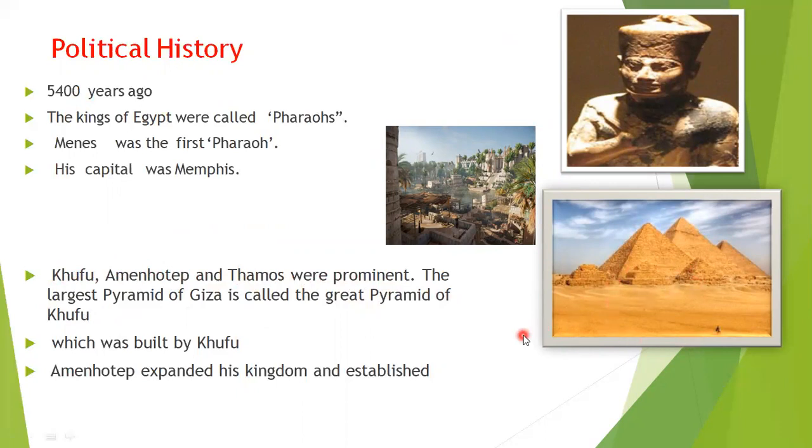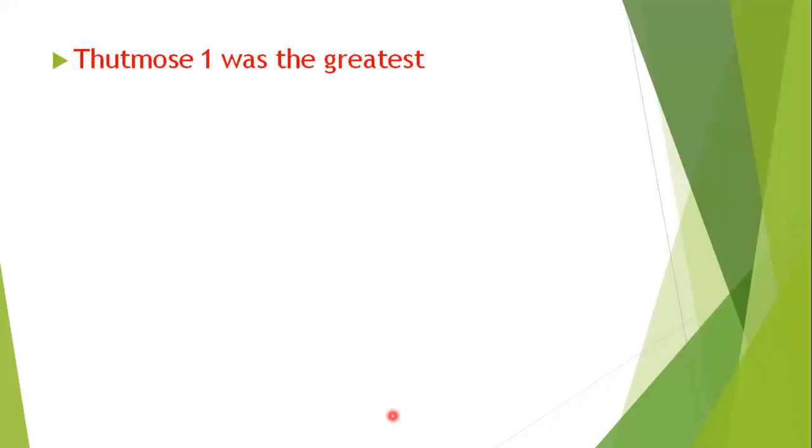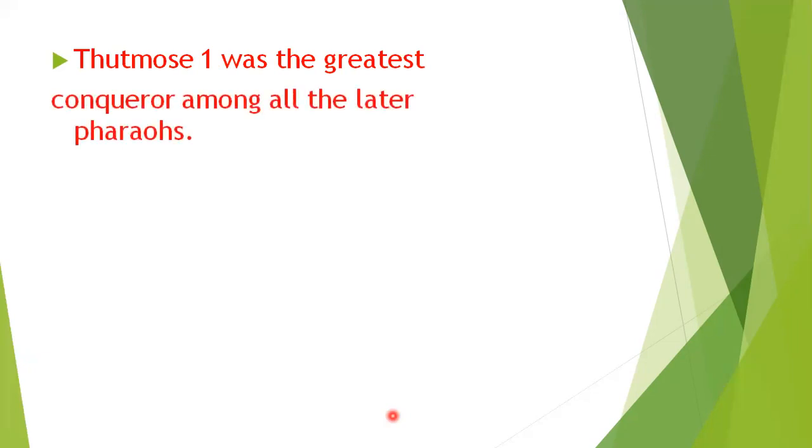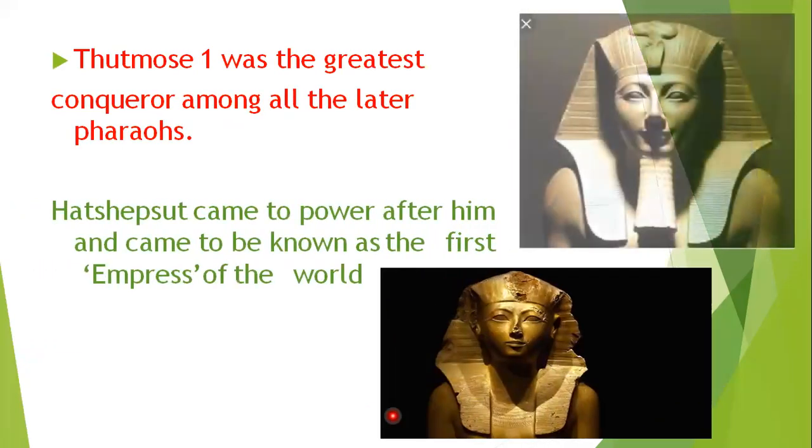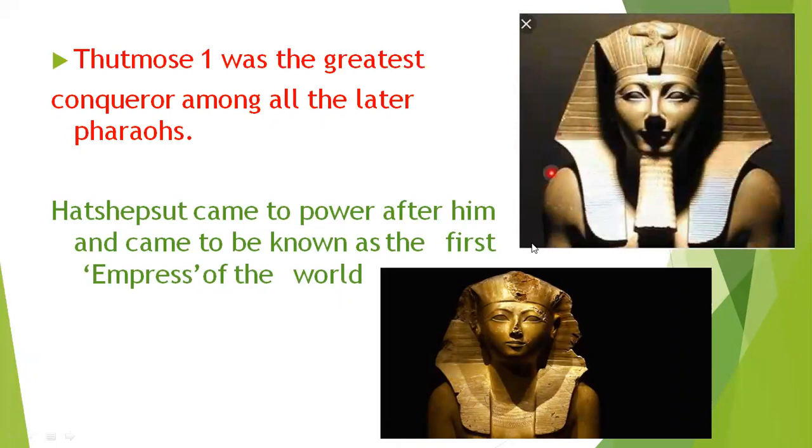After Khufu, Amenhotep expanded his kingdom. After Khufu, who came to rule? That is Amenhotep. After Amenhotep, Thutmose was the greatest conqueror among all the later pharaohs. Thutmose was the greatest king among all the later pharaohs.